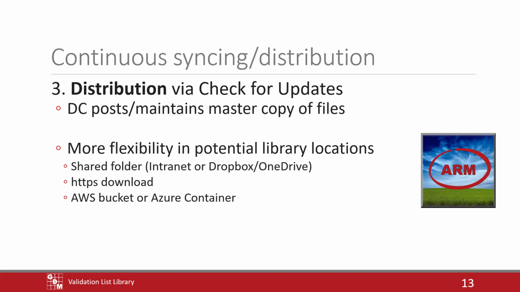Currently, check for updates is able to communicate with a shared folder if it's on a company intranet or something like Dropbox or OneDrive. If there's a common path, say everyone in my company has the H drive, and it's H, ARM files, and so on, there's a set path where I'm storing all of these files. Everyone that uses ARM in my company has that same path. It's pretty easy for check for updates then to utilize that path to pull down the files.